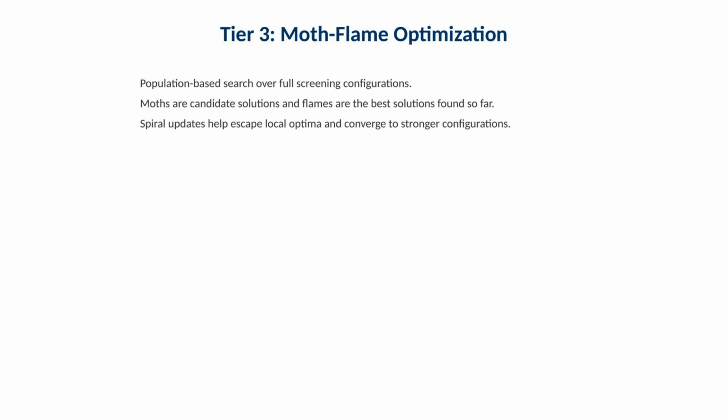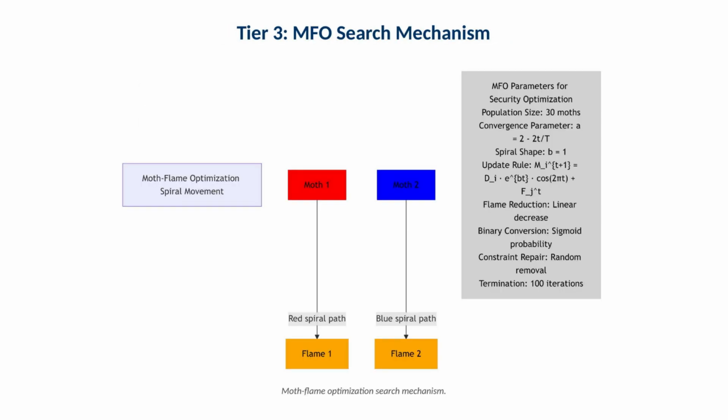Tier 3 uses Moth-Flame optimization to explore the space of full checkpoint configurations. A single greedy heuristic can get stuck in a local pattern, especially when false alarms and queuing effects interact. Moth-Flame optimization searches more broadly by maintaining a population of candidate configurations and iteratively improving them. In this mechanism, each moth represents a complete configuration, including what is deployed at each location and how passengers are routed. Flames represent the best solutions found so far. Over iterations, moths are updated toward flames, but with controlled randomness so the search can still discover better configurations.